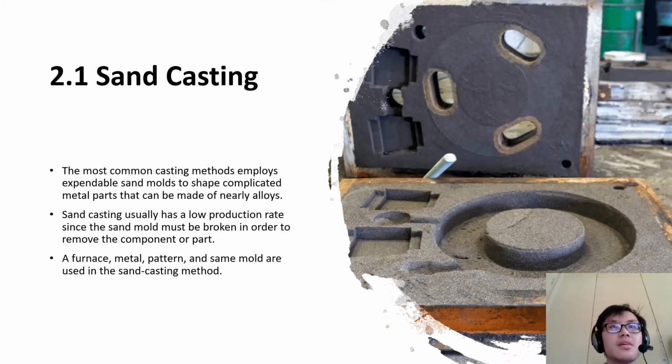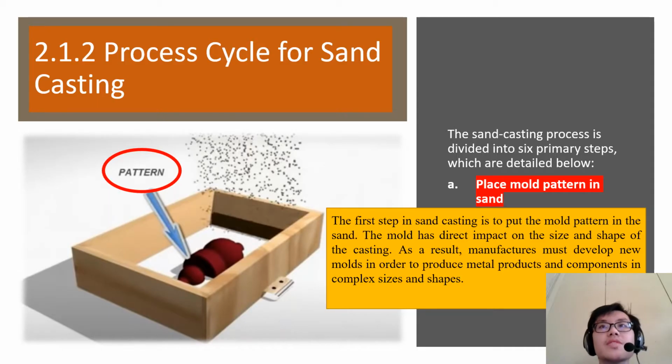Sand casting. Sand casting is the most common casting method that employs expendable sand molds to shape complicated metal parts that can be made of nearly any alloy. Sand casting usually has a low production rate since the sand molds must be broken in order to remove the part. A furnace, metal patterns and sand molds are mostly used in the sand casting method. Okay, process cycle for sand casting.